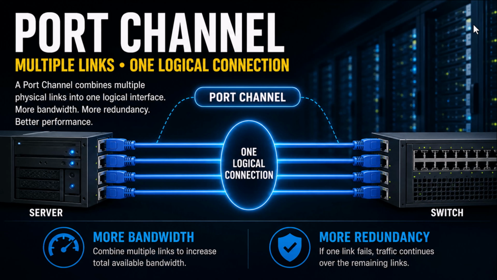Instead of using only one highway while the others stay empty, traffic can use all of them together. That's exactly how a port channel works. A port channel combines multiple physical Ethernet links into one logical interface. To the devices, it looks like a single cable, but behind the scenes, multiple cables are carrying traffic together. The benefits are simple: more bandwidth, better redundancy, easier management. Instead of configuring 4 interfaces separately, you configure only one logical interface.